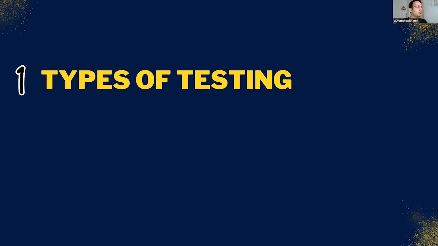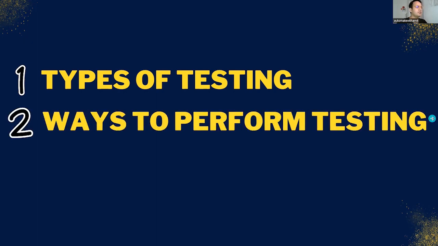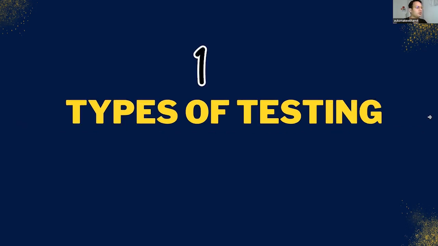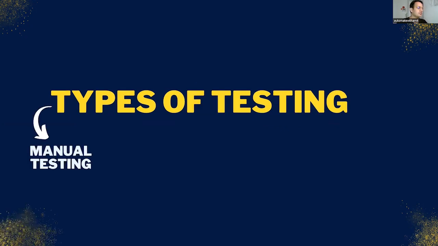So quickly, we are going to go through number 1, types of testing. Number 2 is ways to perform testing. Number 3, phases of testing. Okay, so let's go ahead with types of testing. Types of testing, basically, if we categorize as per the ways it can be done, we can categorize it in 2 parts. First is manual testing and another is automation testing.